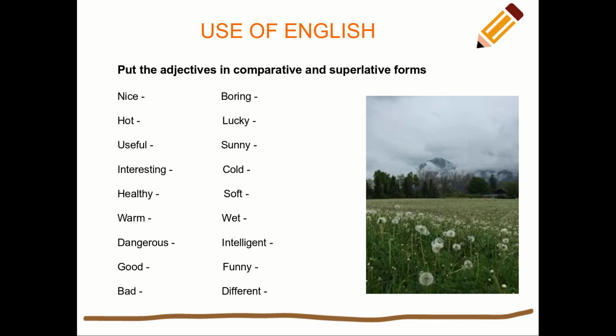Put the adjectives in comparative and superlative forms. Do it into your copybook and check. Nice, nicer, the nicest. Hot, hotter, the hottest. Useful, more useful, the most useful. Interesting, more interesting, the most interesting. Healthy, healthier, the healthiest. Warm, warmer, the warmest.